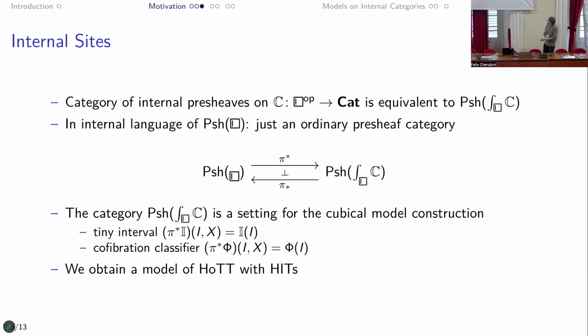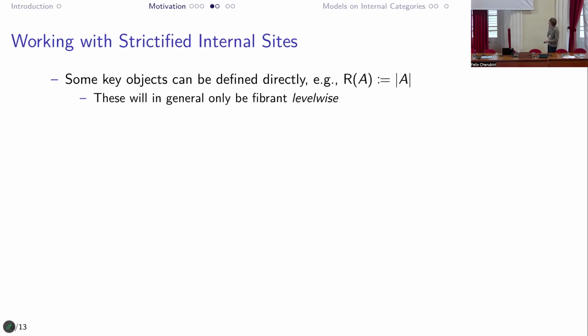This gives you a valid setup for the cubical model construction, and you get a model of HoTT with, for example, higher inductive types. But this model is slightly wrong, and this will come back to bite us in a moment. But it gives you a valid model of HoTT on this category. So this is good. Now we can try to sort of fix the situation I sketched earlier.